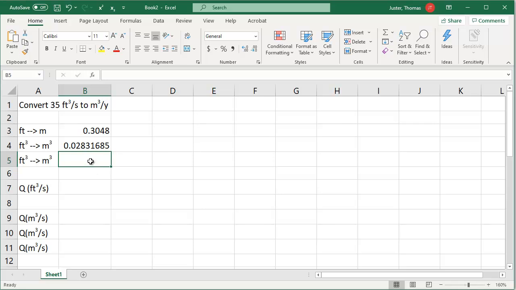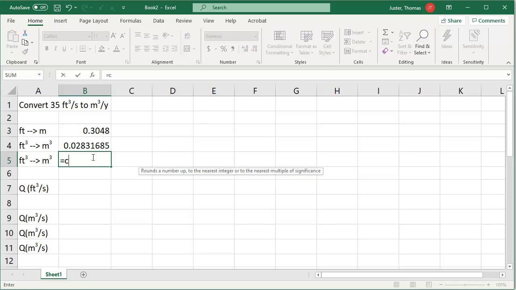Now, the second way to do this is actually really cool. And I only learned this from a student who pointed this out to me. But how cool is this? Excel is actually smart enough to allow you to raise your units to exponents within the quotations in the formula convert.